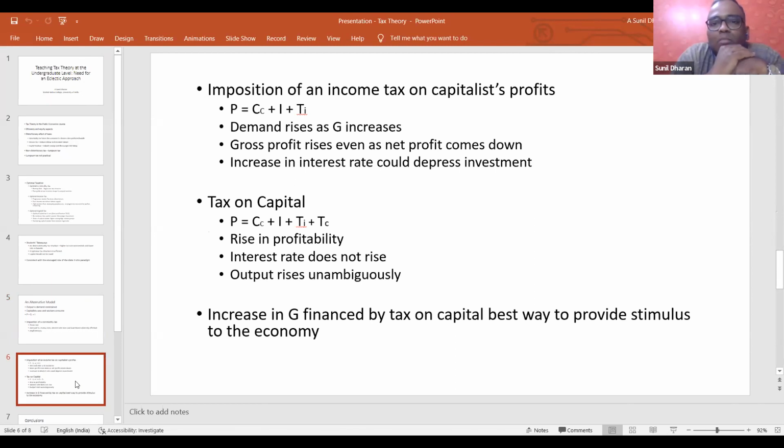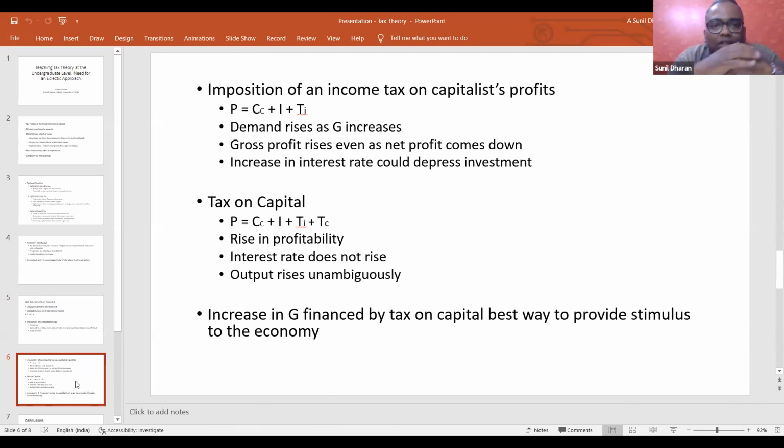Kalecki then moves on to look at the impact of an income tax on capitalist profits. When you levy a tax on capitalist profits, of course, capitalist net profit comes down, but the gross profit increases because the overall demand in the economy increases when the government spends the tax revenue. Gross profit rises even as net profit comes down. There could be some reduction in investment, because as net profit comes down, the interest rate goes up, and that could have an adverse impact on investment. So overall output need not rise when you levy an income tax on capitalist profits.